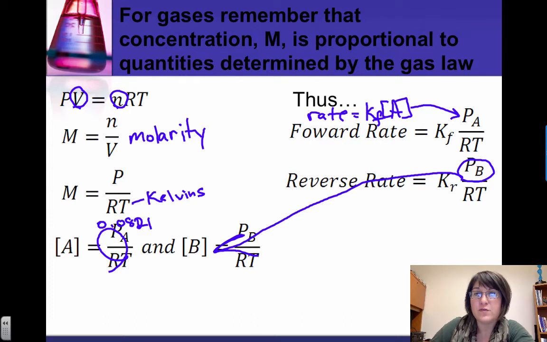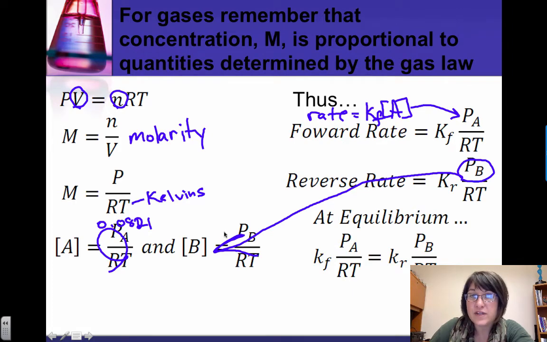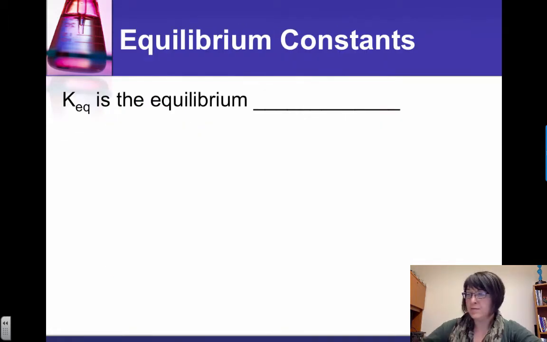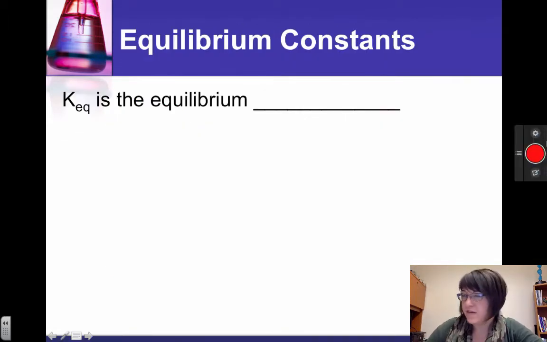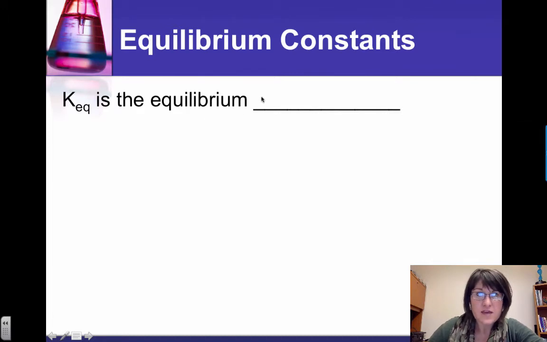So we can solve the rates using concentrations or using pressures if we're dealing with a reaction in the gas phase. At equilibrium, the rate of the forward reaction is equal to the rate of the reverse reaction because we're no longer having a change in the concentration over time. So this is where equilibrium constants come from. Keq is called an equilibrium constant, and by constant we mean that this value doesn't change when it's at the same temperature.